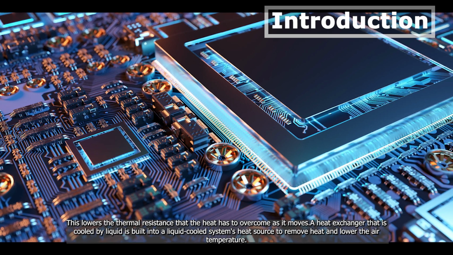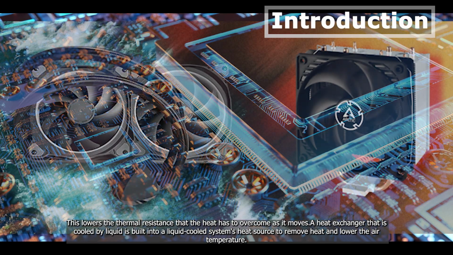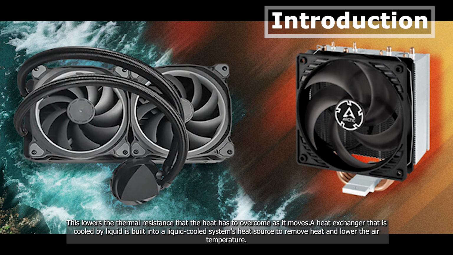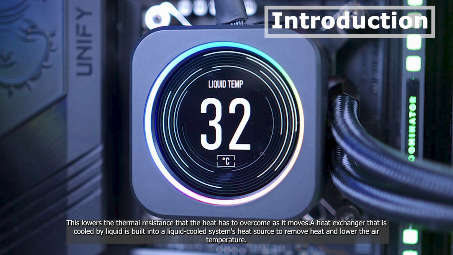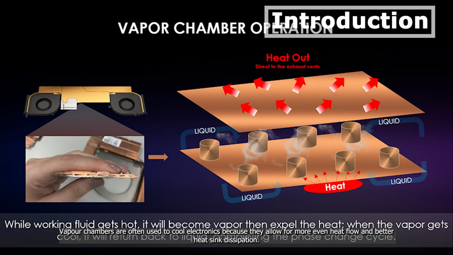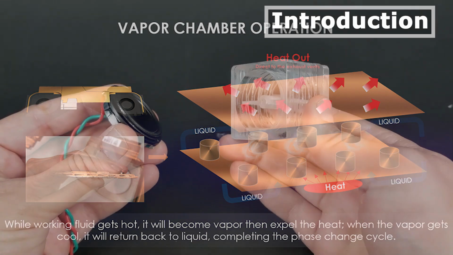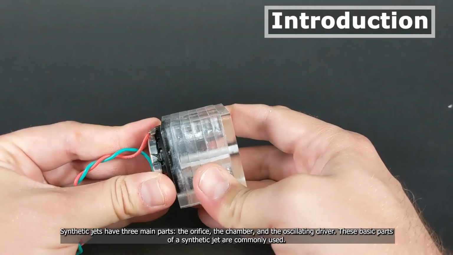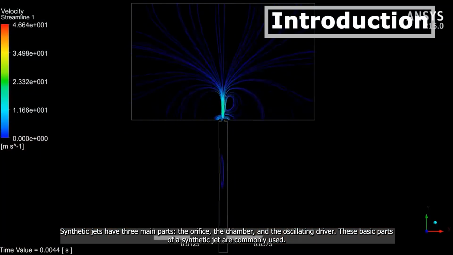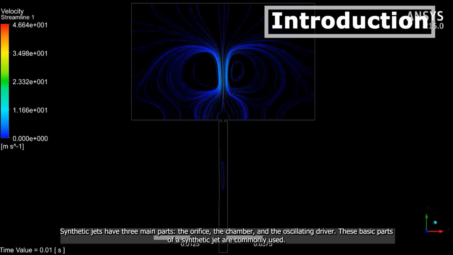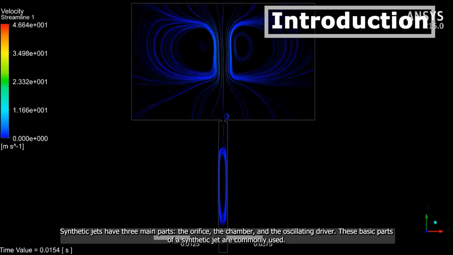A heat exchanger that is cooled by liquid is built into a liquid cooling system's heat source to remove heat and lower the air temperature. Vapor chambers are often used to cool electronics because they allow for more even heat flow and better heat sink dissipation. Synthetic jets have three main parts: the orifice, the chamber, and the oscillating driver. These basic parts of a synthetic jet are commonly used.